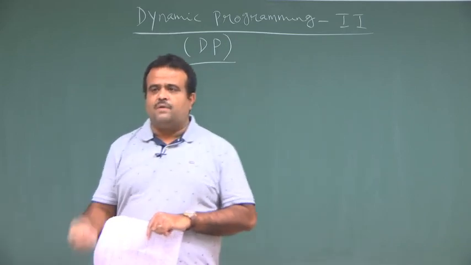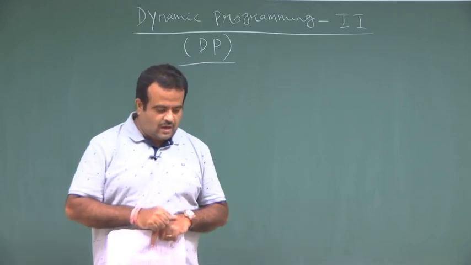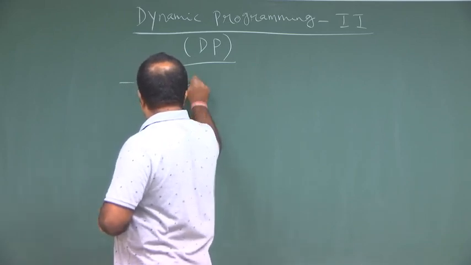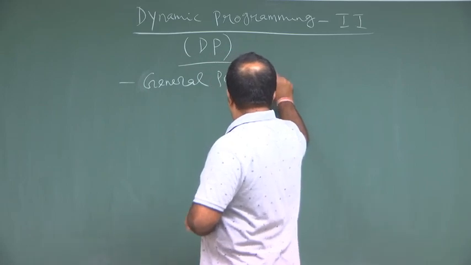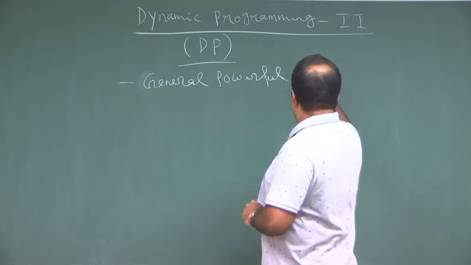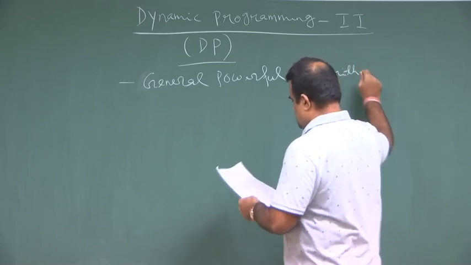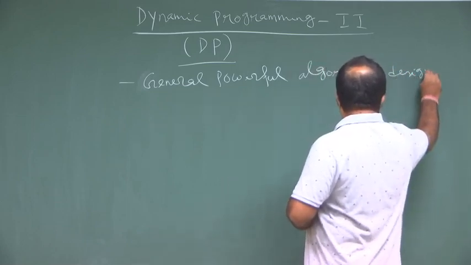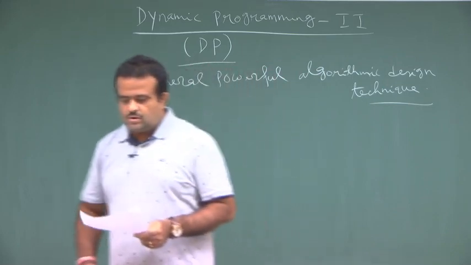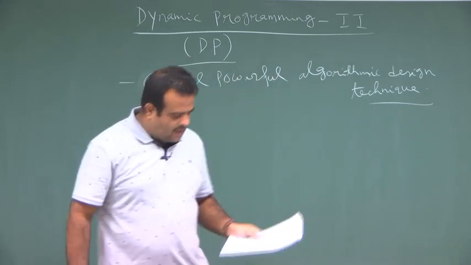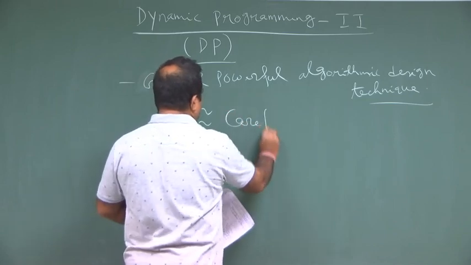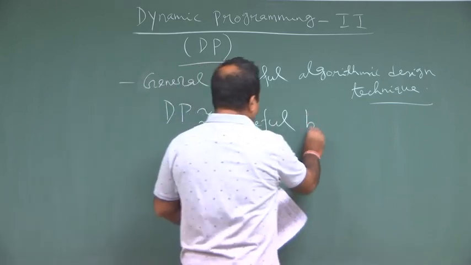So it's basically a very powerful, general algorithmic design technique to solve problems. Basically it is a careful brute force. So DP is basically careful brute force or exhaustive search.